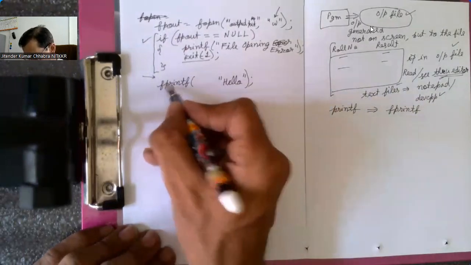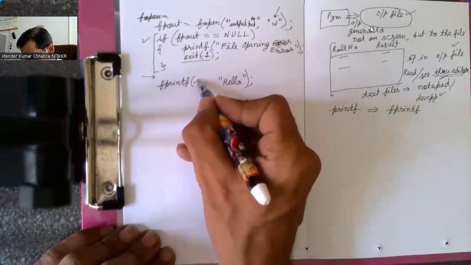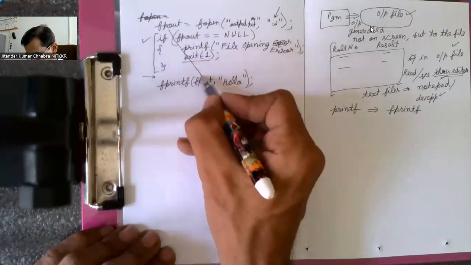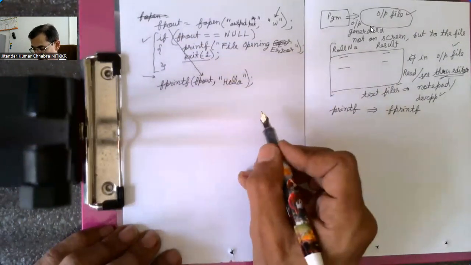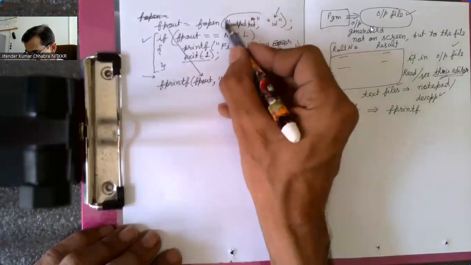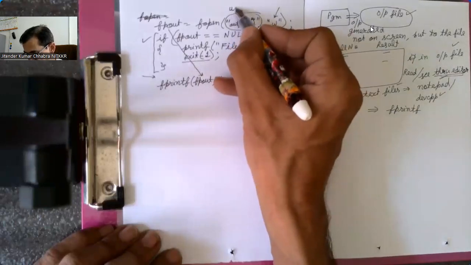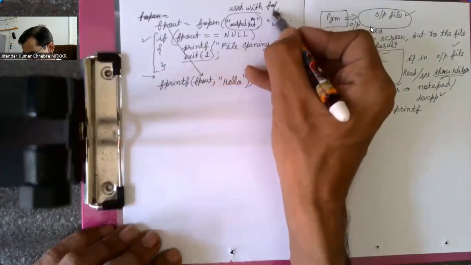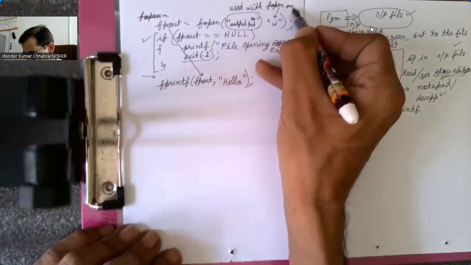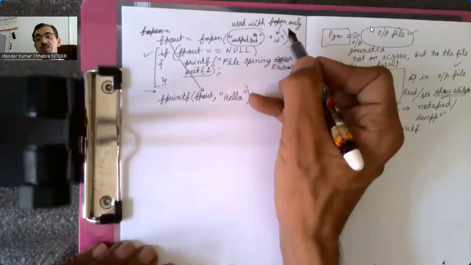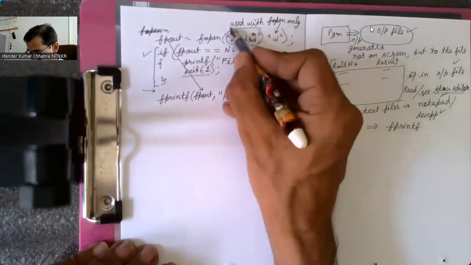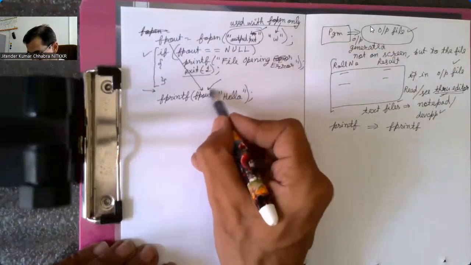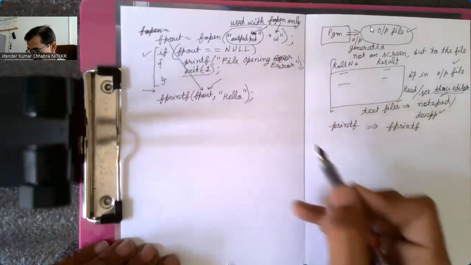If you use fprintf, it will become fprintf, then the file pointer name to be written to, whichever file pointer, and then whatever message you want to write. This file name is only used here. Nowhere else in programming will you use it. Never will you use this word again. Everywhere you will use fpout.